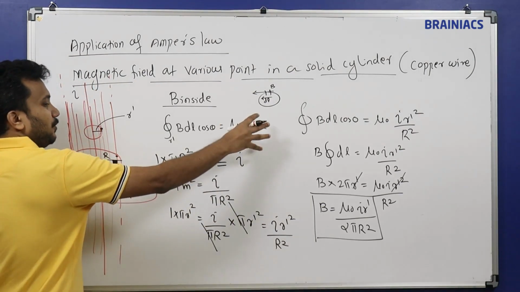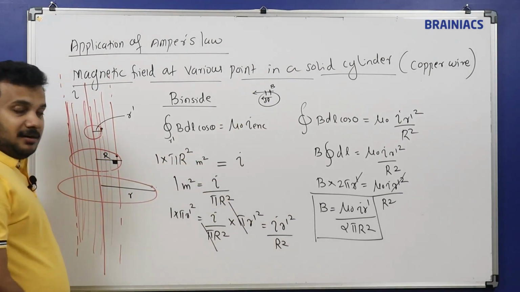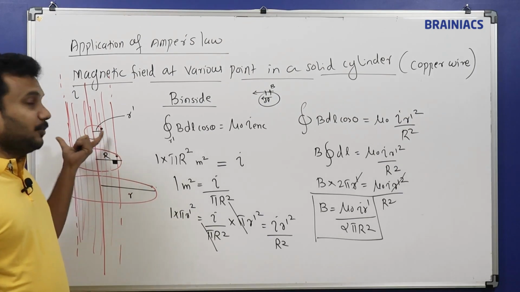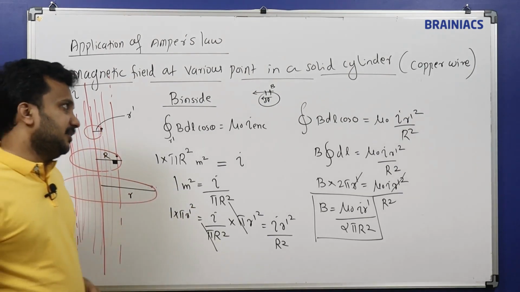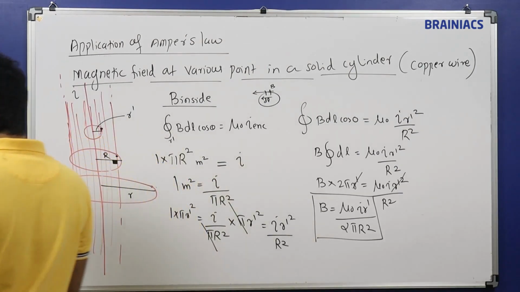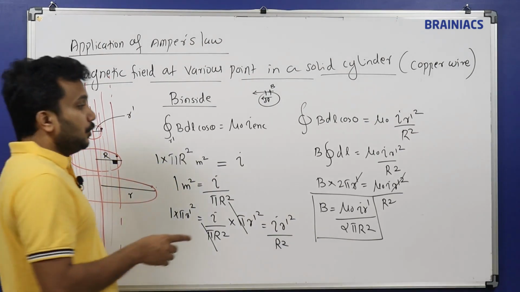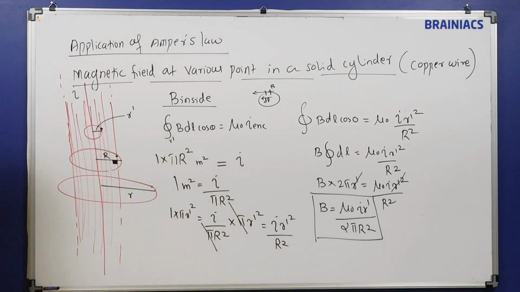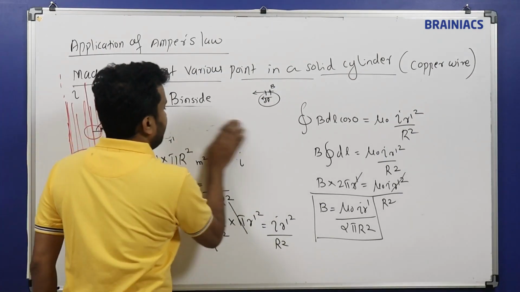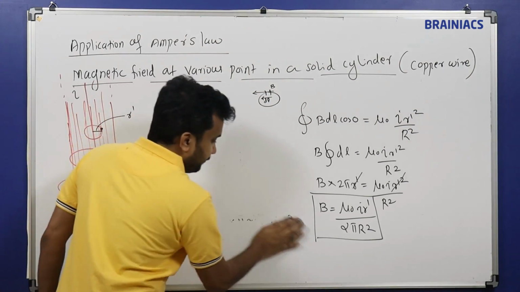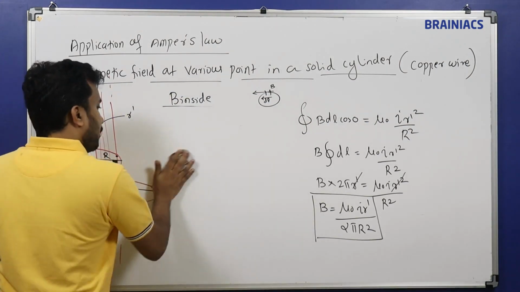Current is playing the role here. Because why? Because the current is not the full current, it is only part of the current. So this is clear: B equals mu 0 I r dash divided by 2 pi r square. This is not over. I need to do some more derivations to make it a perfect solution. This is one of the equations.